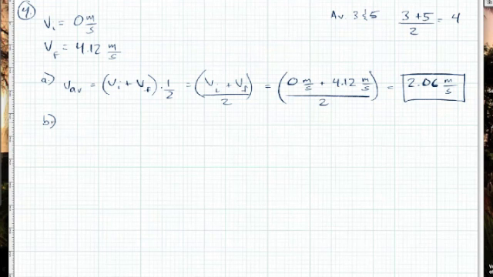For part B, we're given one more bit of information, so let's write down all of our givens once again. Our initial velocity is 0 meters per second. Our final velocity is 4.12 meters per second. But we're also given a time. It says it takes the boat 4.77 seconds to reach this speed, so we're going to make that our delta t, or our change in time, our elapsed time, 4.77 seconds.